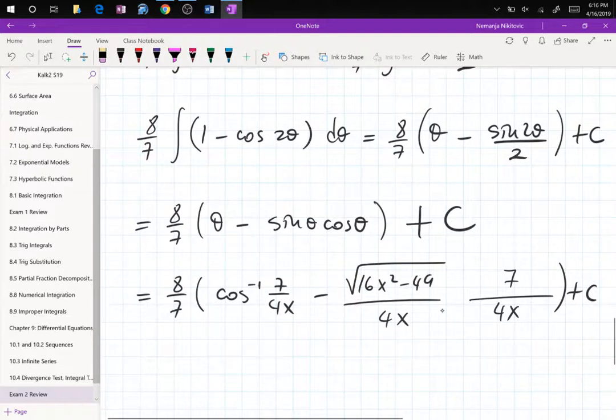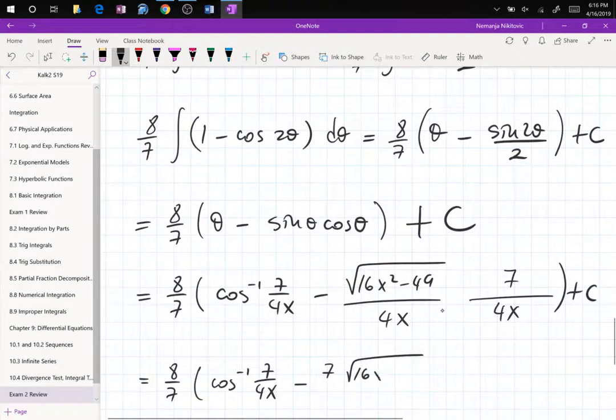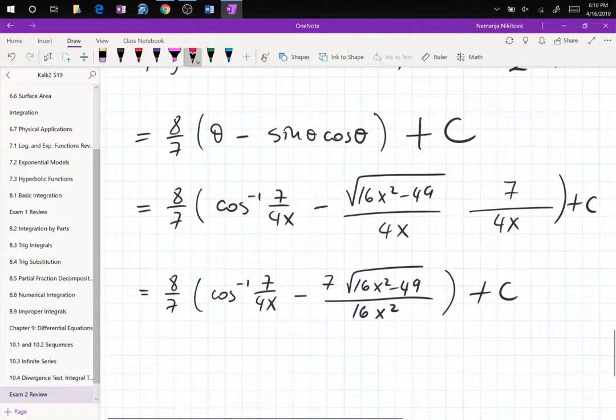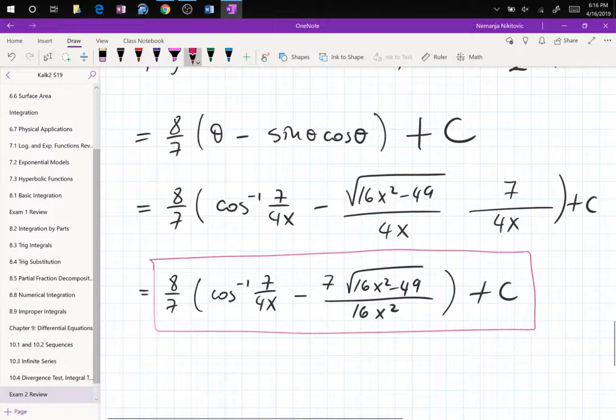Then you distribute the 8 over 7 if you want. No, you can leave the 8 like that. 8 over 7 cosine inverse 7 over 4x minus 7 square root of 16x squared minus 49 divided by 16x squared plus C. Wonderful. That was a good question. I think one of the ones I had is like that. Great. We got that one.